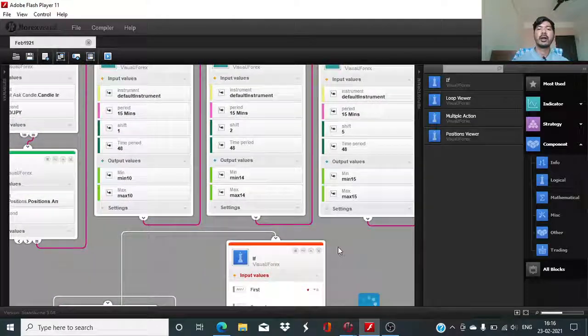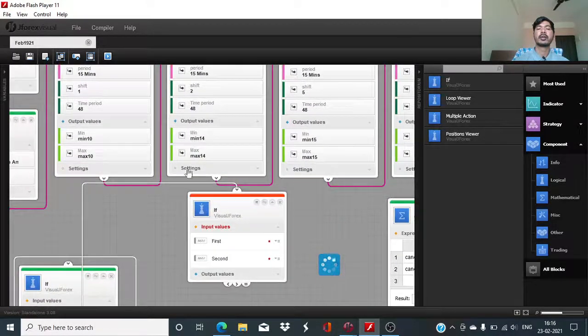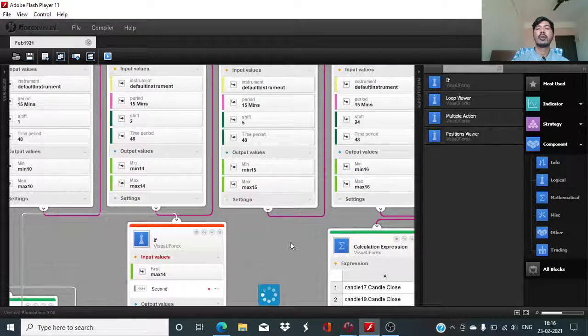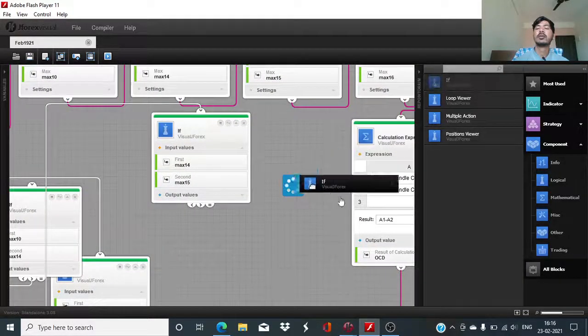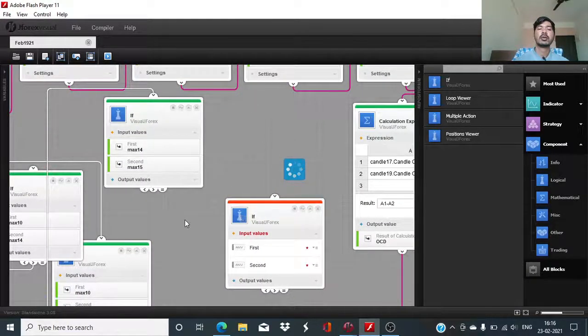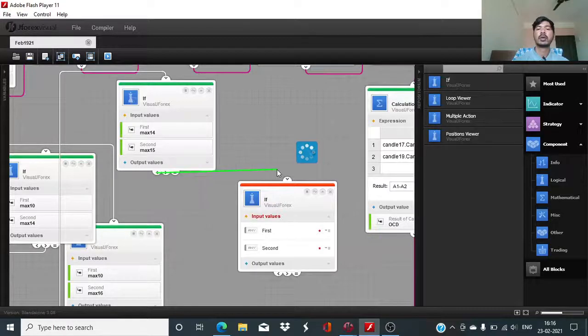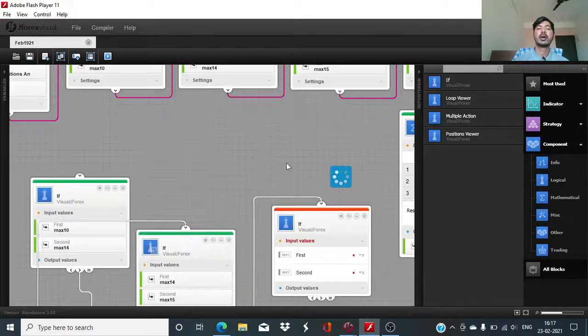And for that I'm going to compare this maxima with maxima 15, which has a shift value of 5. Okay, first input less than or equals to. So three conditions have been set.